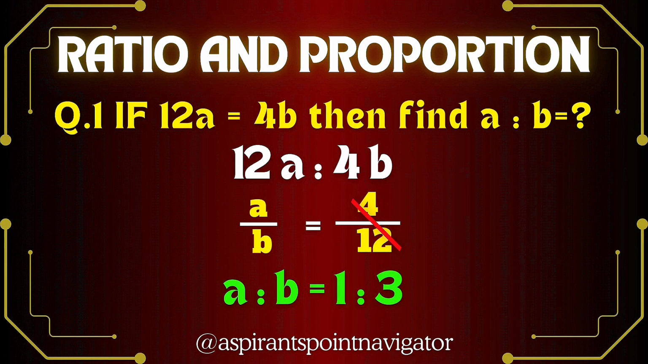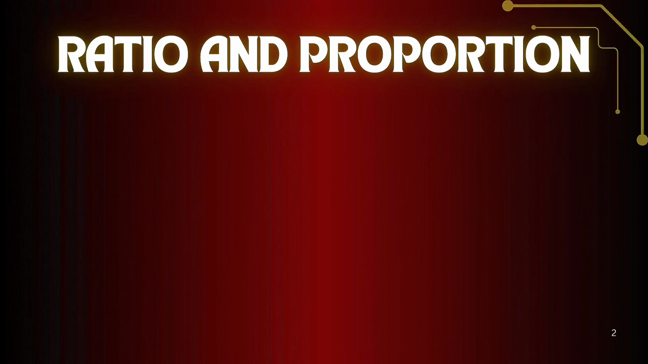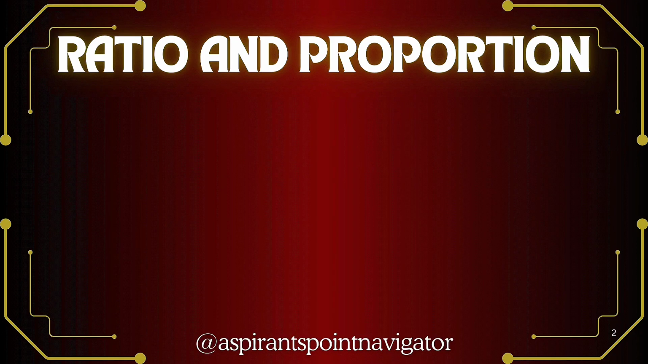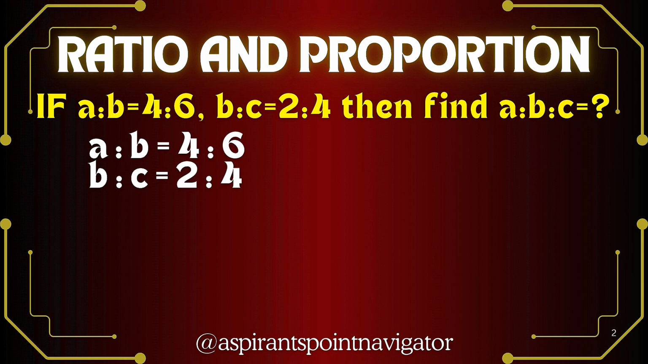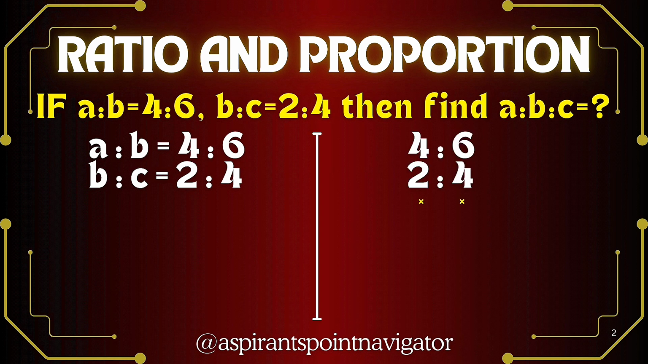Now, let's step things up a bit. If a:b equals 4:6 and b:c equals 2:4, how can we find the combined ratio of a:b:c? Here is the trick. We need to make sure the b values match. To do that, we multiply both sides of the first ratio by 3 to make b equal to 6, and both sides of the second ratio by 3 as well.